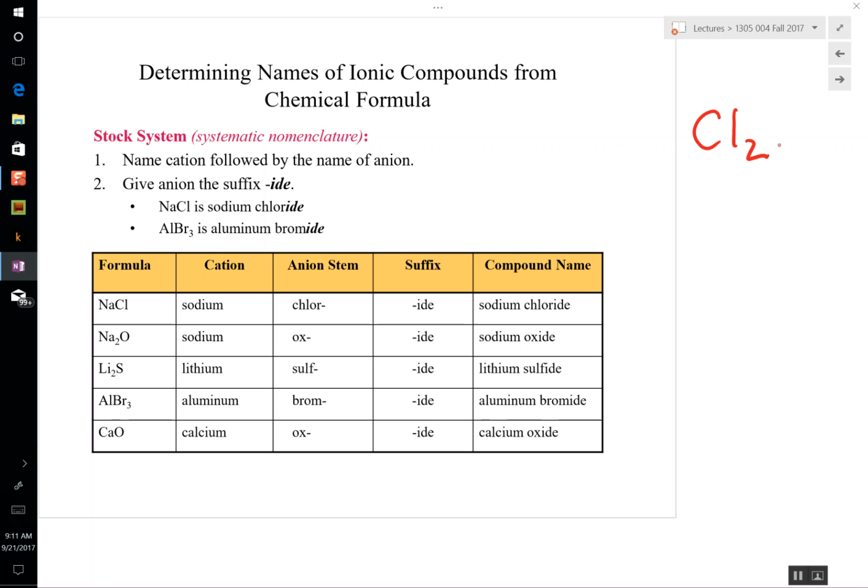fluoride ion, bromide, iodide. Okay, they all change to ide. Oxygen changes to oxide. Sulfur to sulfide. Bromide, oxide. So you can see those names getting together. Nothing happens to the name of the metal. Calcium, calcium. But now it's calcium oxide. Okay?